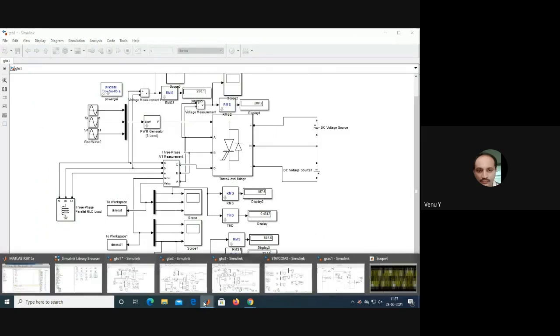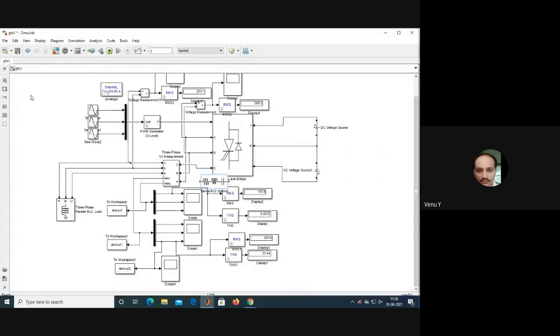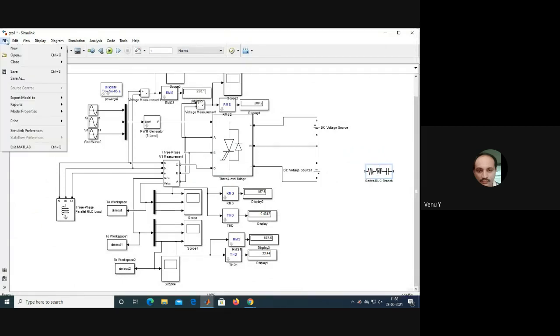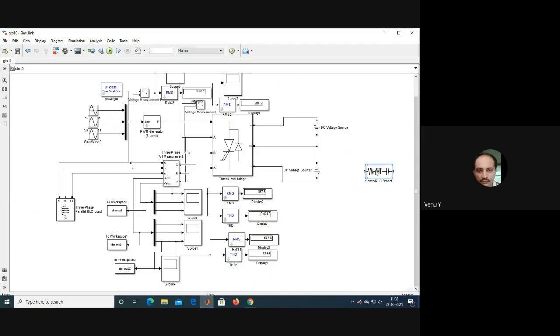And now let us see, instead of battery, we'll go for charger capacitor, RLC, RLC series branch, GTO 1. This is RLC 1. I will save it as GTO 10. Control off.